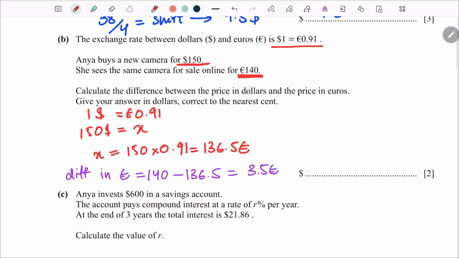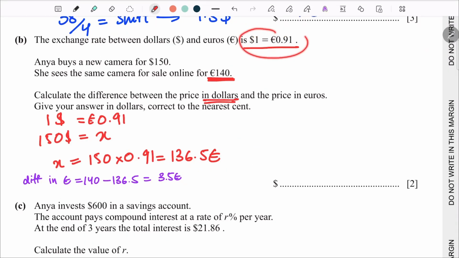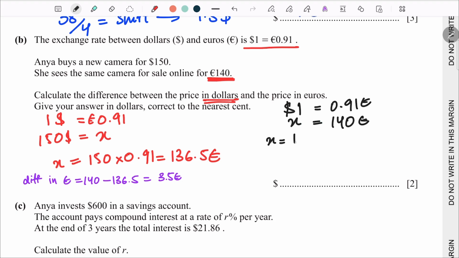Now the question is also asking me to calculate the difference in dollars. So I'm just going to convert 140 euros into dollars using the exchange rate. The exchange rate was $1 is equal to 0.91 euros. So if $1 is equal to 0.91 euros, then 140 euros will be equal to how many? 140 is equal to x. x will be equal to 140 divided by 0.91, and this is equal to 153.85.